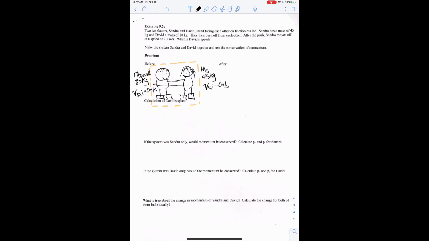It says after the push, Sandra moves at a speed of 2.2 meters per second. Since they're pushing, Sandra is going to go to the right, so her velocity will be positive 2.2. And David will go to the left. Probably should draw those on the other side. So David's going to be traveling to the left, and Sandra will be going to the right.